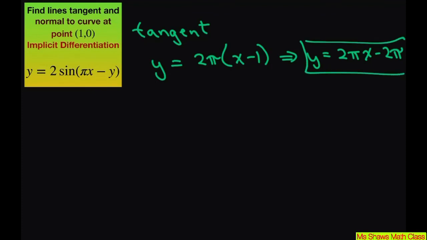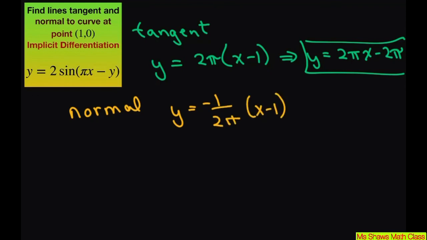And then for the normal, that's going to be y equals negative 1 divided by 2 pi times (x minus 1). And then you have your plus 0 for your y, but we don't need that. So, simplifying this gives me y equals negative x divided by 2 pi plus 1 divided by 2 pi. And that's for your normal.